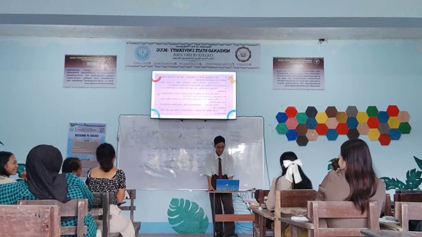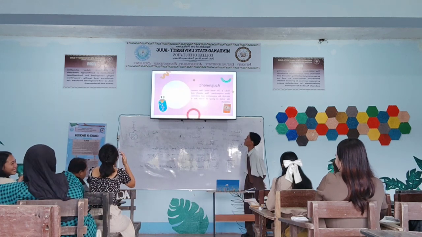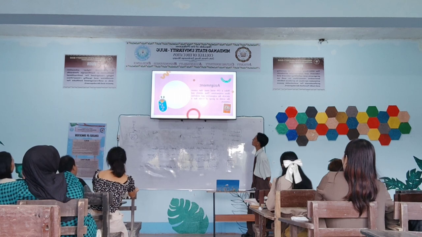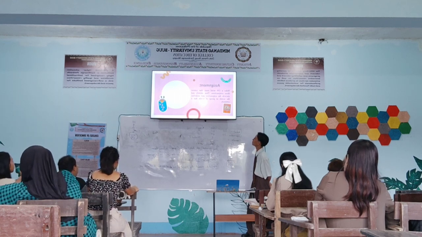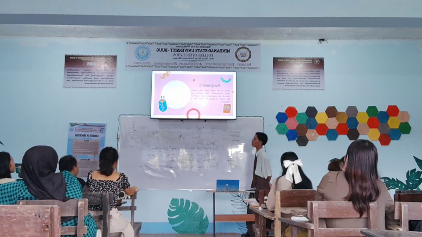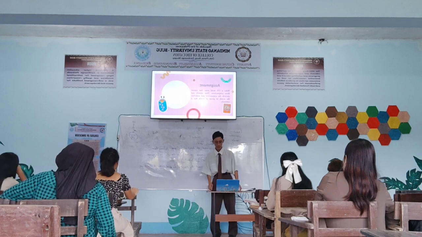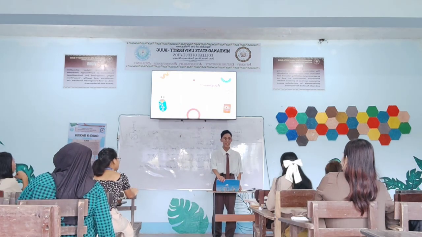Then for your assignment, please make a 150-word essay that consists of those conjunctions. Then identify and circle the conjunction and underline the words or group of words that it directly connects. So, is that clear? Yes, sir!